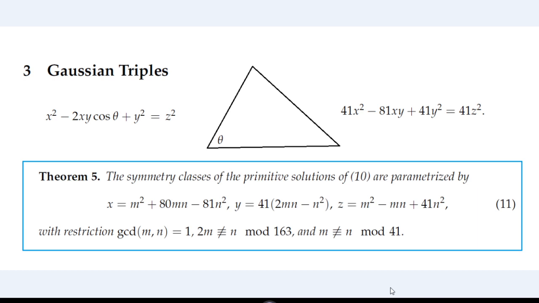I think I forgot to show the theorem in the parameterization while I'm explaining this slide. So here is the parameterization for that equation corresponding to the discriminant negative 163.